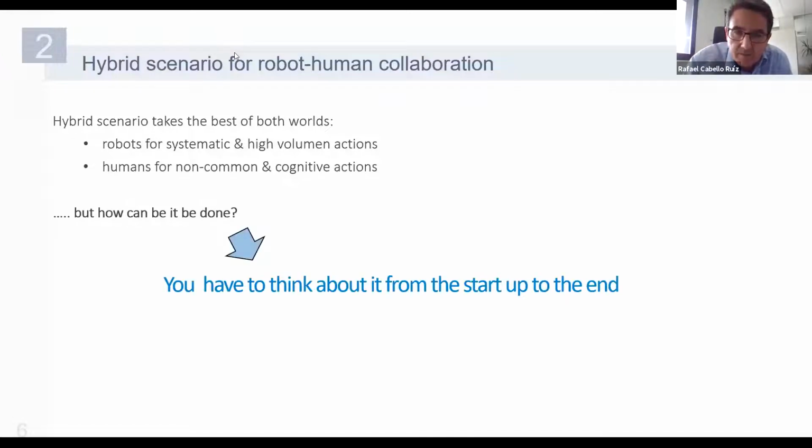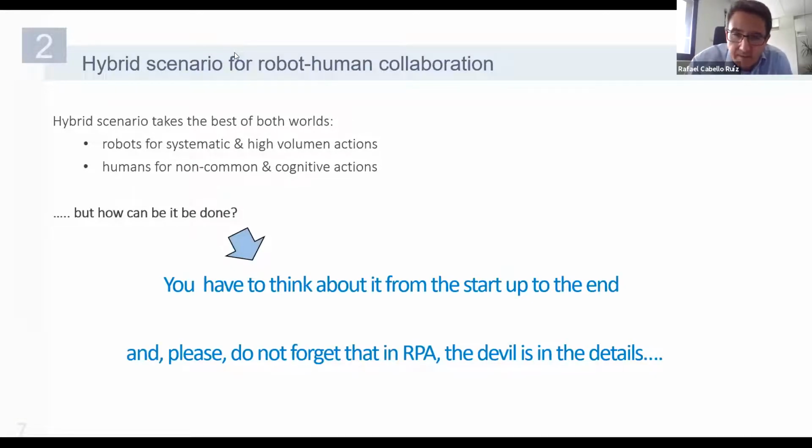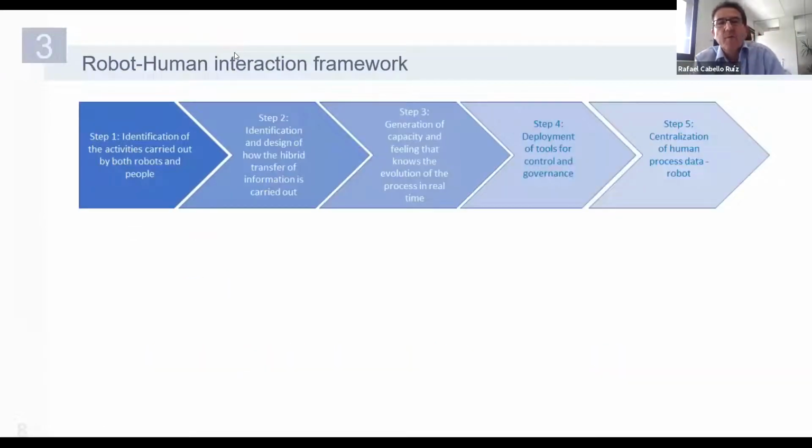But how do we face this hybrid scenario? First, as in any RPA project, you have to think from the start, from end to end, with the real actions. And the devil is in the details in RPA projects. This is not a beautiful technological project. There are a lot of teeny details. So we have developed a framework to face this.